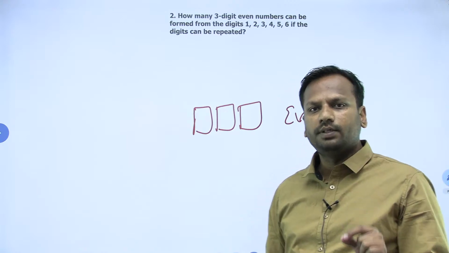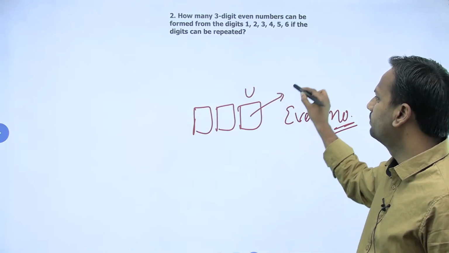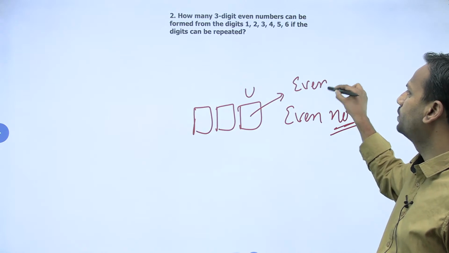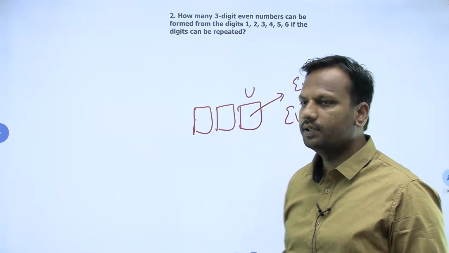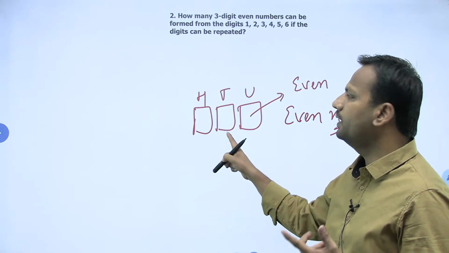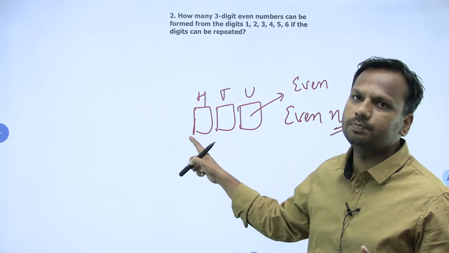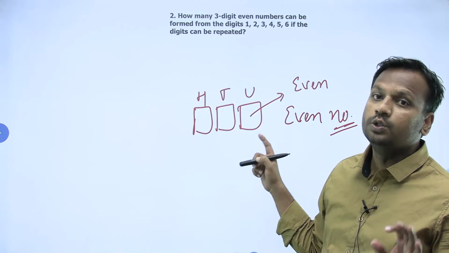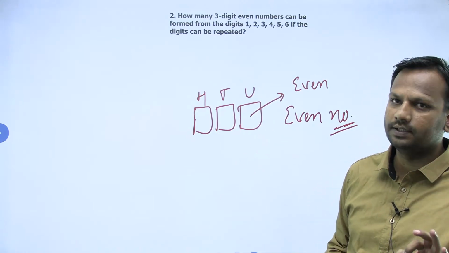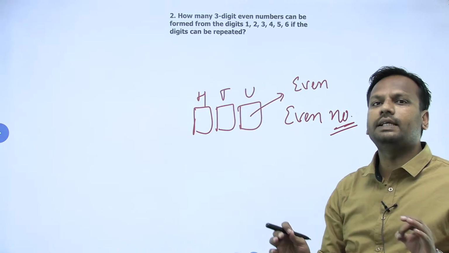To get the even number, the units place must be what here? Even, right? The units place must be even. Whereas the tens place and hundreds place may be even or odd. We are not bothered about the tens place and hundreds place of the 3-digit number here. We are bothered about only the units place, right? Why? Because they are saying that we have to form 3-digit even numbers.